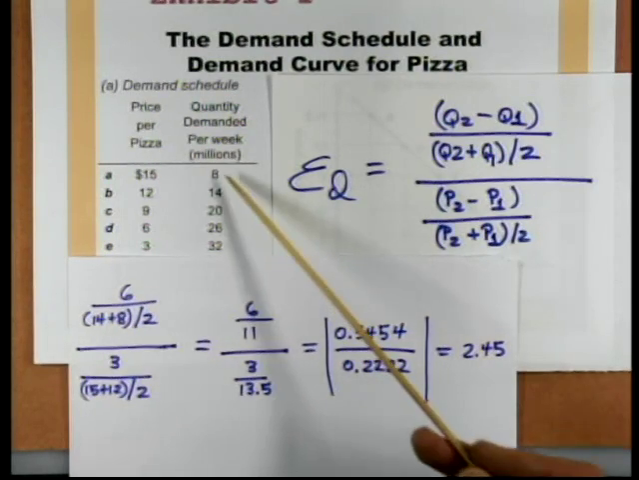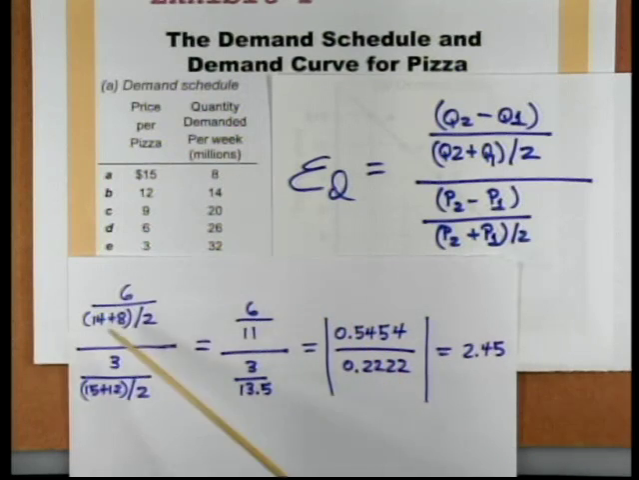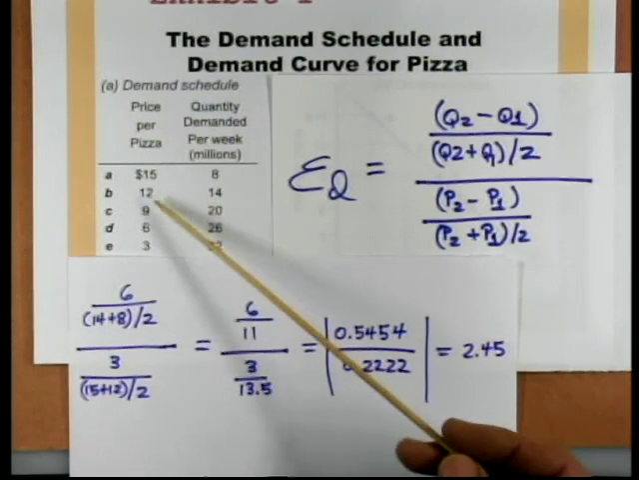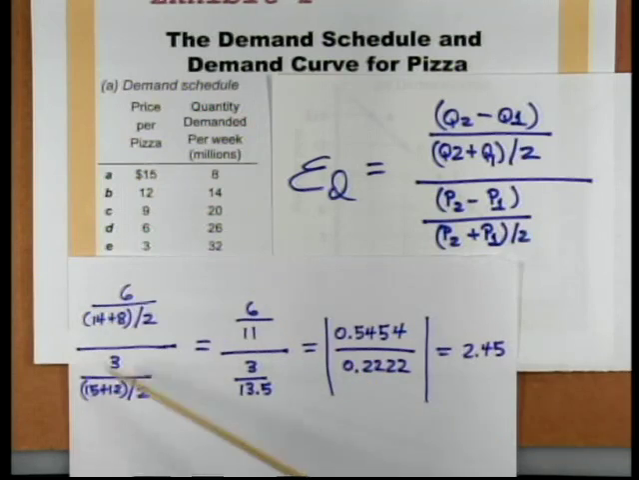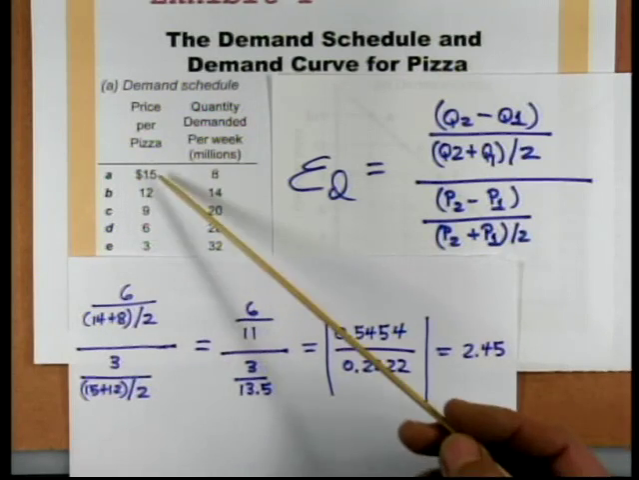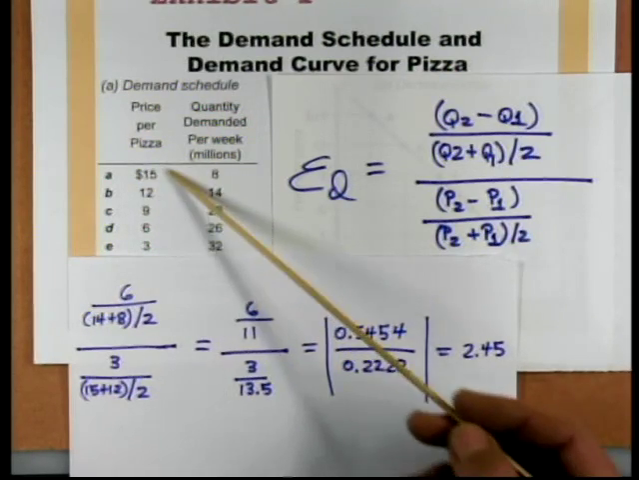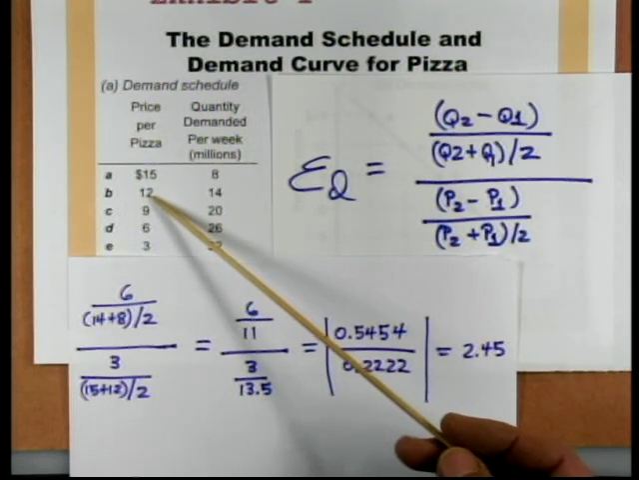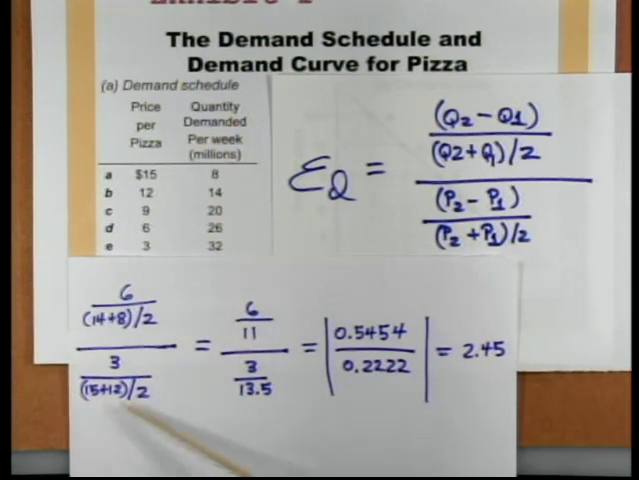Divided by the average. So we're going to average the 8 and 14. So we sum them and divide by 2. That will give us the numerator. In the denominator, the difference in price is $3. So that's the 3. And then the average of the price, because remember we're interested in percentage-wise how big is that. And so that's 15 plus 12 divided by 2.